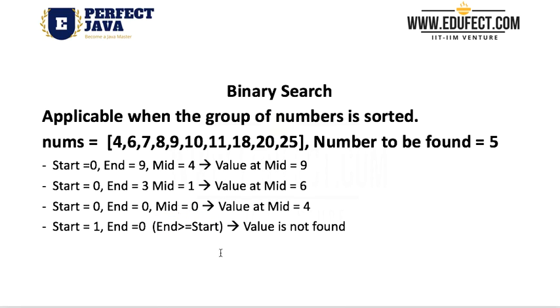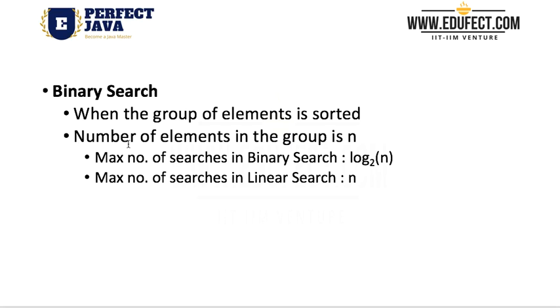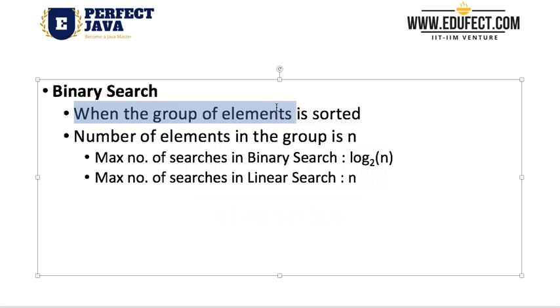So this is how we use binary search to search for a value. So let's understand a couple of more features of binary search. Binary search is used when the group of elements is sorted. They could be sorted in ascending order, they could be sorted in descending order. The examples we saw were when they were sorted in ascending order. We could similarly use binary search when they are sorted in descending order.